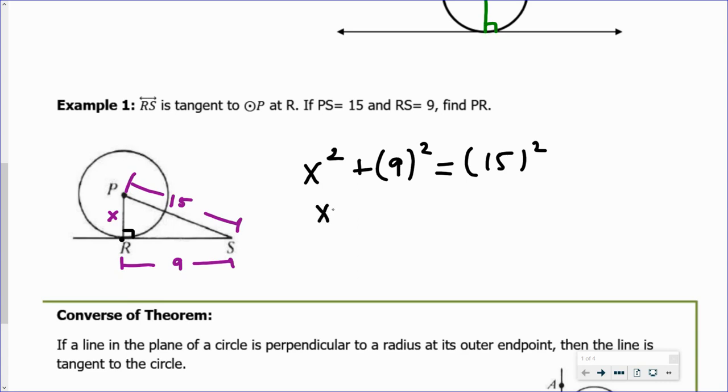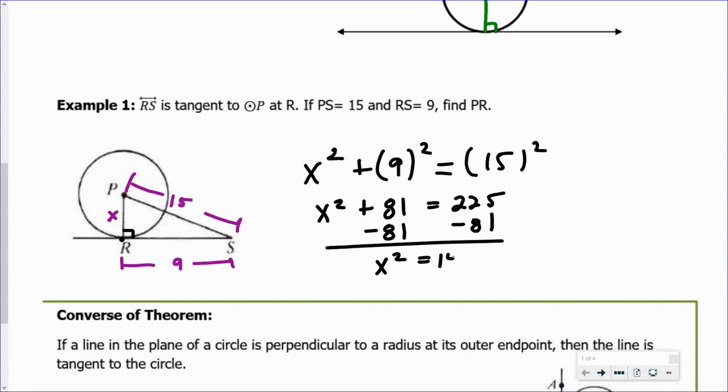So we're going to have x squared plus 9 squared is 81, and that's going to equal 15 squared, which is 225. Subtract 81 from both sides, and we get x squared equals 144. Again, we'll take the square root of both sides, and we get x equals 12. So in this case, this diagram is not to scale, but the length of PR is equal to 12.